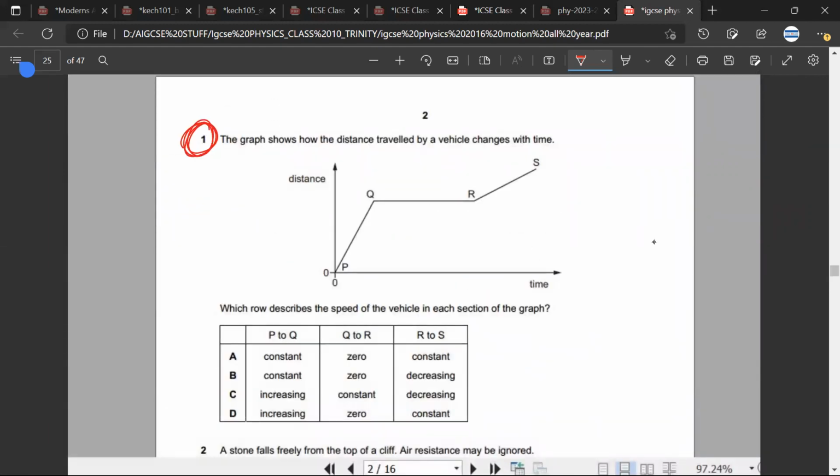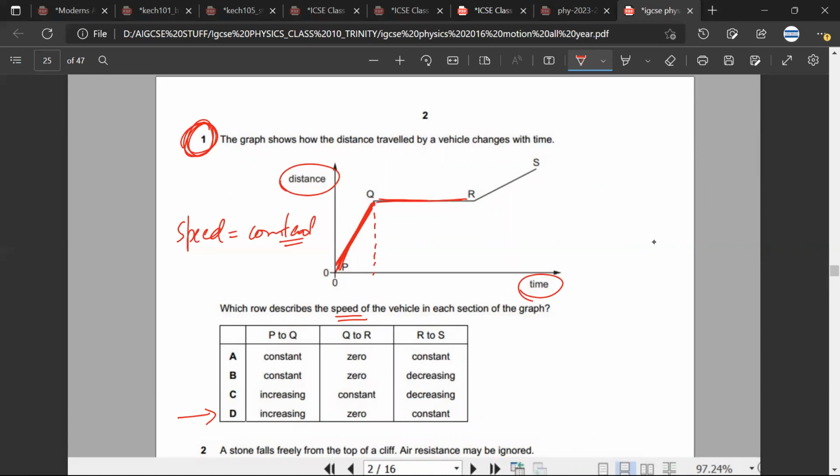The graph shows how distance travelled changes with time. Yes, sir. Okay. So the answer is D, D for dog. Increasing, zero and constant. For a distance time graph, first I'll look at the axis. The slope of a distance time graph gives the speed. Now, if I look at P to Q, my slope is constant. Therefore, my speed is constant. Do we agree? Yes, sir.